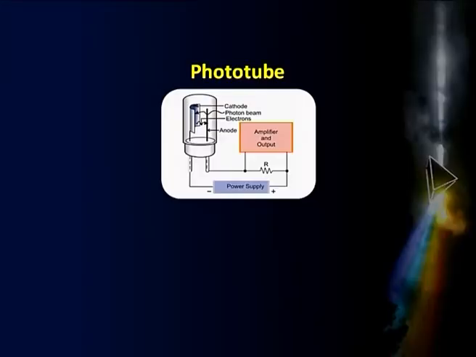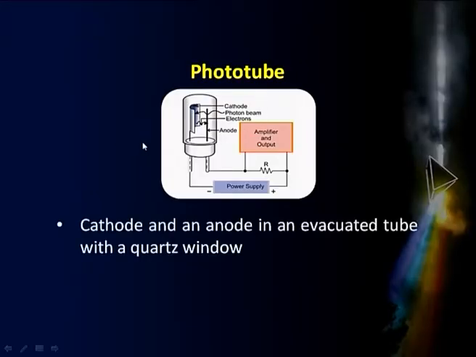Now, we start with the phototube. Phototube, as the name suggests, is a device based on the photoelectric effect, wherein we take an evacuated glass chamber, wherein we have an anode and a cathode. These two are put into an evacuated chamber with a quartz window, and since it is a quartz window, the radiation which we want to detect comes and falls on this cathode and emits electrons from there.